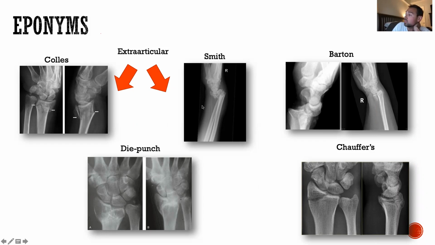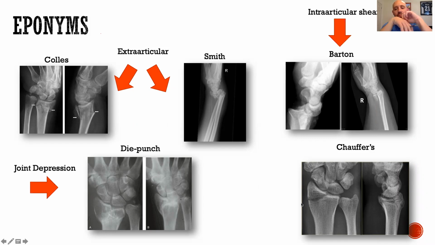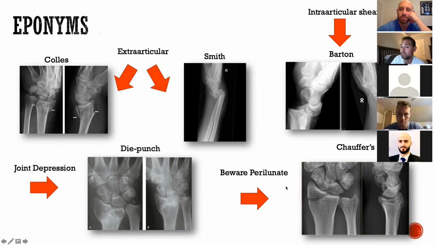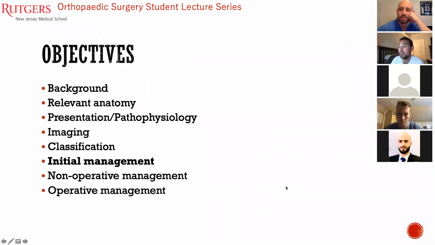A Barton's fracture is a shear, either on the volar aspect or the dorsal aspect. A die punch fracture is a joint depression. You can see that right there. And a chauffeur's fracture is this very large radial styloid piece, and you got to beware because that could be the first stage of a perilunate problem, which is another hand weenie thing, not for this lecture.